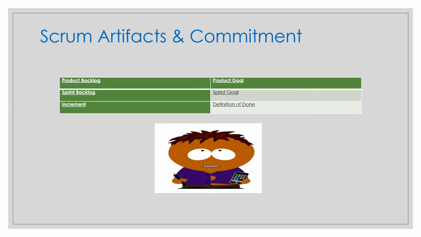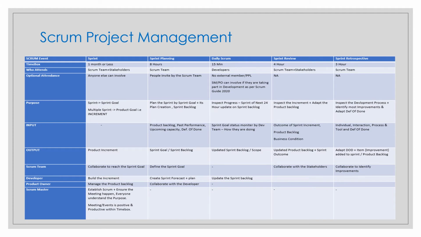So let's see Scrum project management. In Scrum project management, the entire Scrum thing, whatever we have gone through, will come: your Scrum events, your sprint, the 5 events, the time box, who attends, who are the optional audience, the purpose of each event, the input and output of each event, and the Scrum team, your Scrum Master, Product Owner, Developer, their entire responsibilities, and the artifacts.